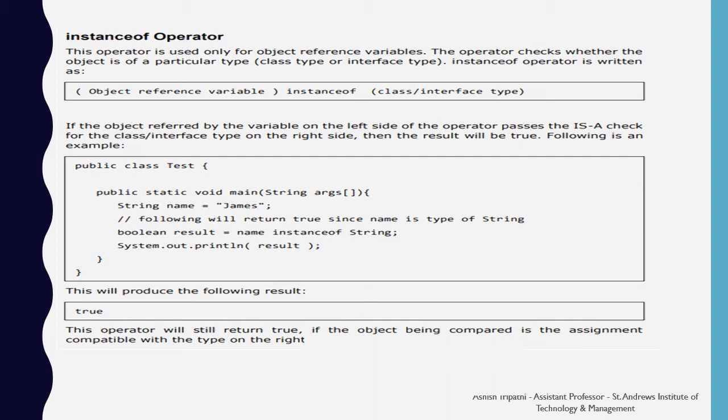Now we are checking whether this name object is of a type string or not. Hence we are checking name instanceof String, and we are storing the result in the boolean variable result. We are then printing the result value, which is true because the name is an object of the String class itself. This operator will still return true if the object being compared is assignment compatible with the type on the right hand side.